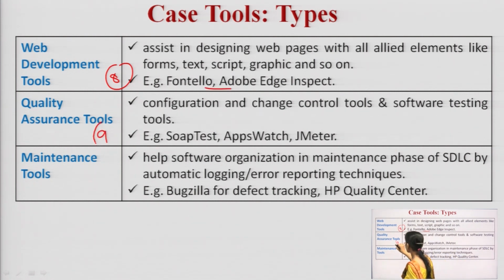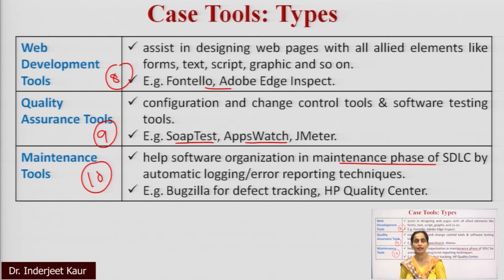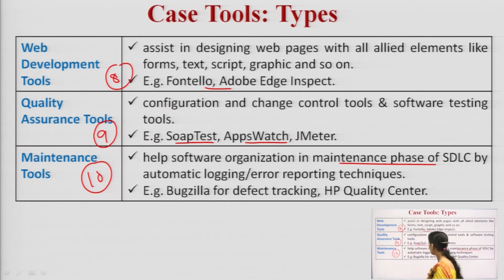Then quality assurance tools handle configuring, change control and software testing. Common examples are SOAP test and Apps Watch. Then the maintenance tools help the software organization in the maintenance phase of SDLC by providing automatic logging and error reporting techniques. The commonly used tools are Bugzilla for defect tracking and HP Quality Center.